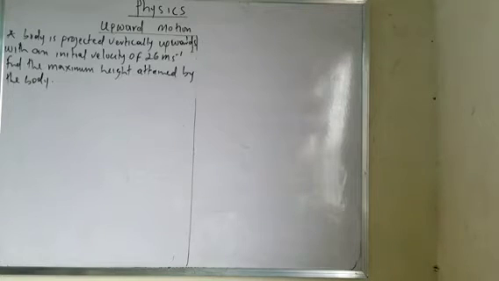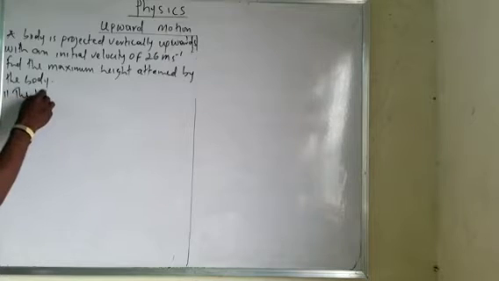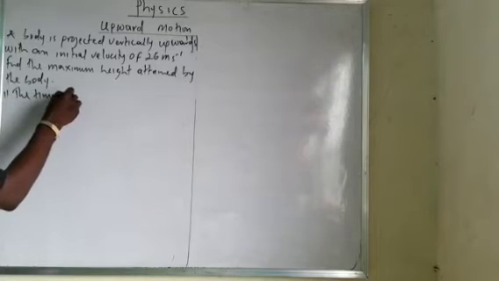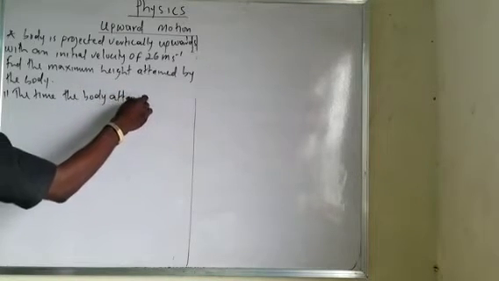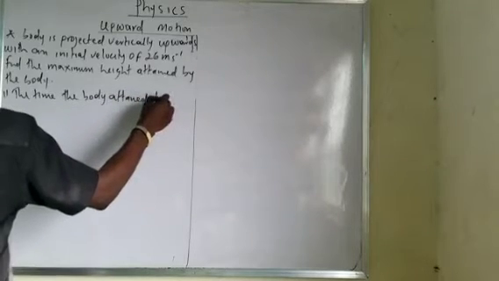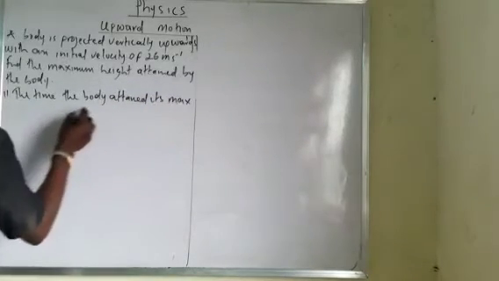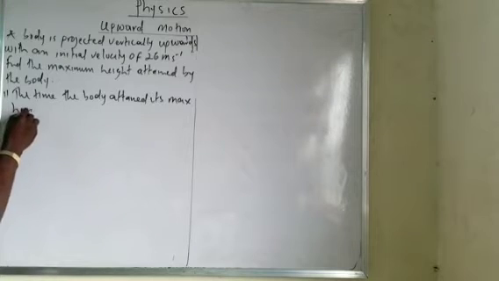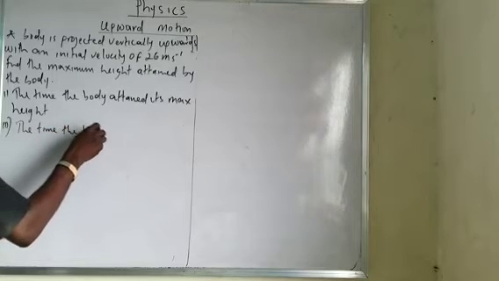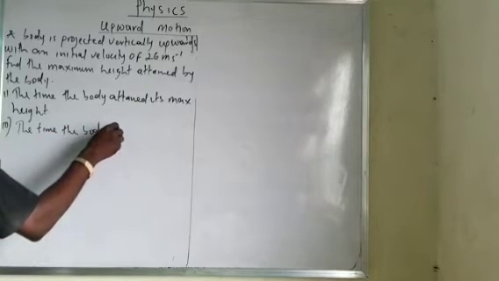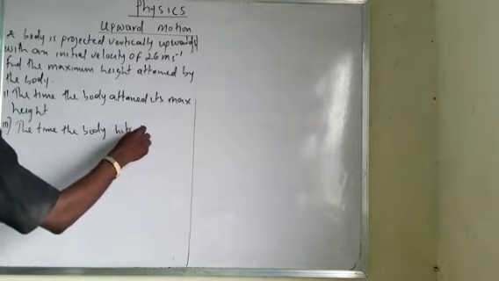I'm looking for the maximum height attained by the body. Two, the time the body attains its maximum height. Three, the time the body hits the ground.